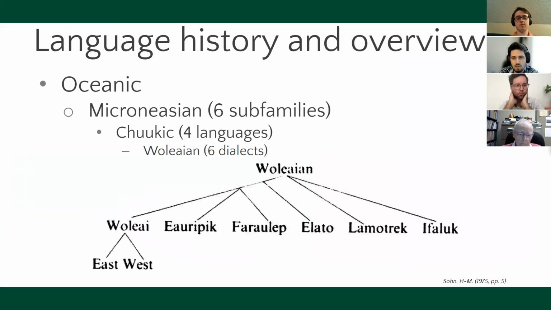So a quick overview of the language history. We see that Woleaian is a part of the Micronesian family and is a member of the Chuukic subfamily. According to Sohn 1975, Woleaian has 6 dialects, with the Woleai dialect having 2 subdialects, which are split across the atoll. You see we have east and west. As well, we find that the Yurupik and Woleai dialects are very closely related in that they're split along with the Faraulep dialects, all coming from a shared point.